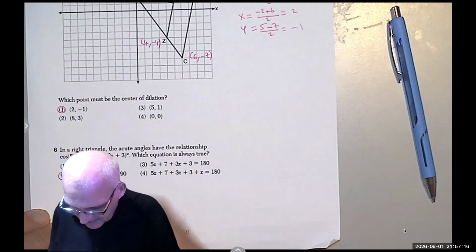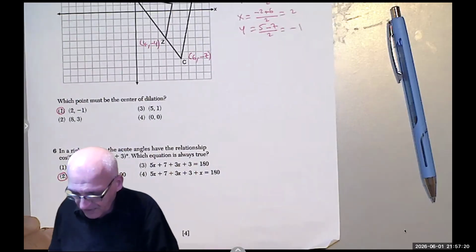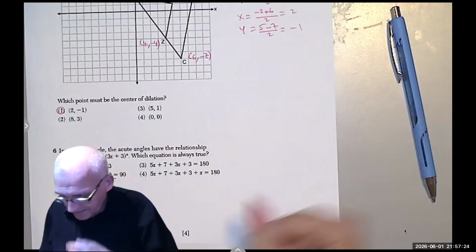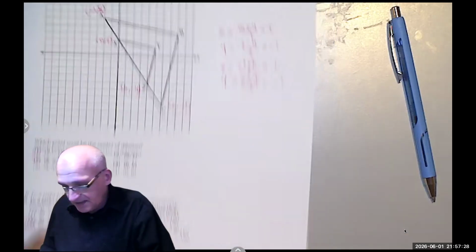5x plus 7 plus 3x plus 3 equals 90. Of course, they are not supplementary angles, they are not equal. Nobody told you that's an isosceles triangle. So this is the answer.